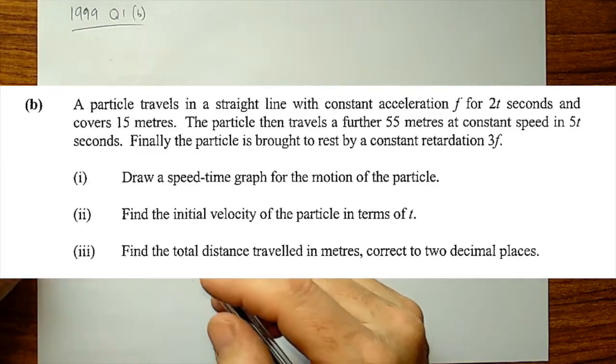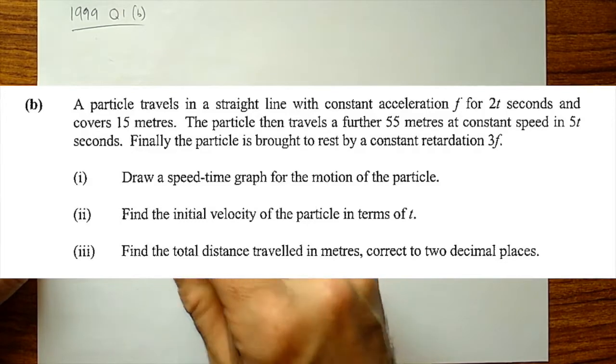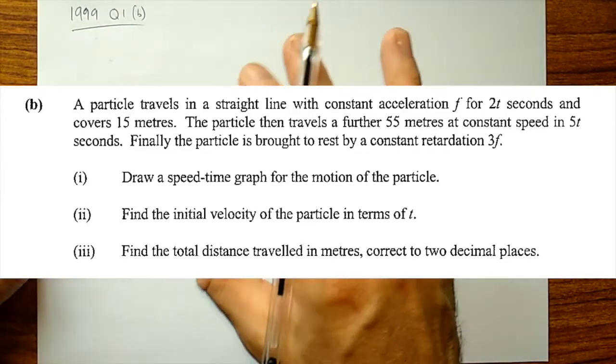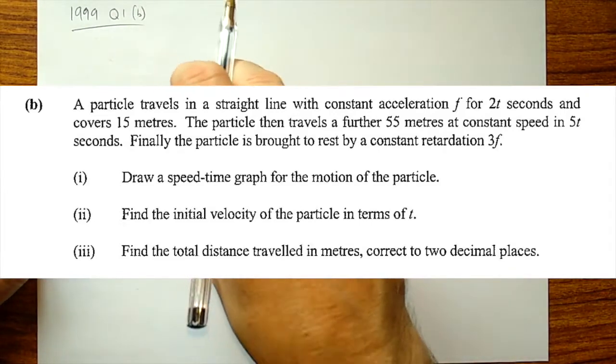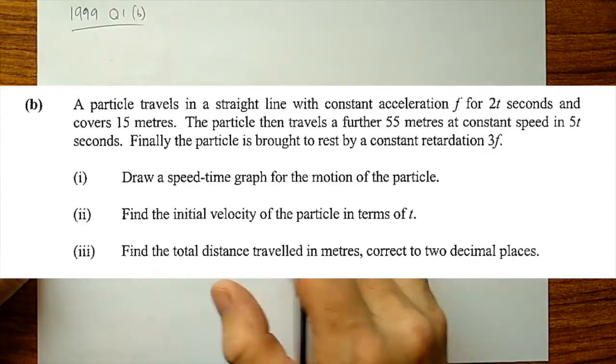Well, here we're going to look at 1999, question 1, part B. So it's a linear motion question with multiple different stages on it. So we have a bit of information: constant acceleration f for 2 seconds, travels at a further constant speed, and then slows down. So our first part of the question, part 1, is to draw the speed time graph for the motion.